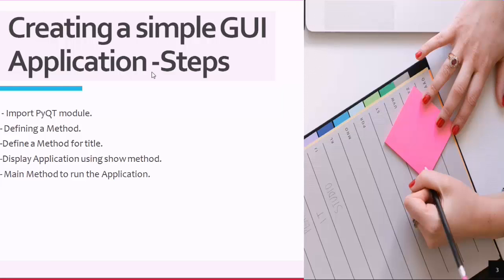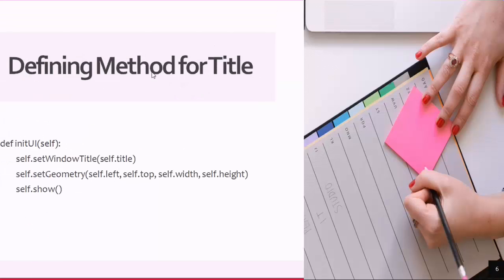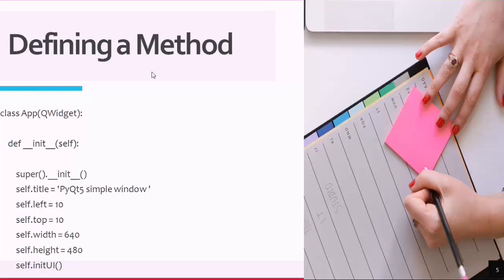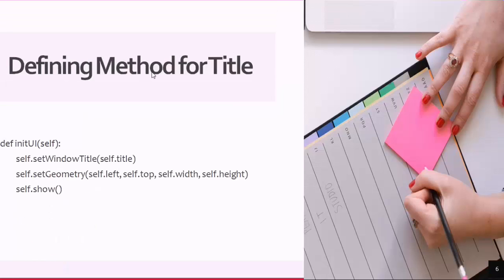So what is the third thing we are going to do? We are going to define a method for title. Let's go and check out how to define a method for title. Inside this, I'm going to use the method initUI, and inside the parentheses I have used the keyword self. By using the self keyword, I'm going to write self.setWindowTitle with self.title, which is PyQt5 simple window, and that will be displayed as the window title.